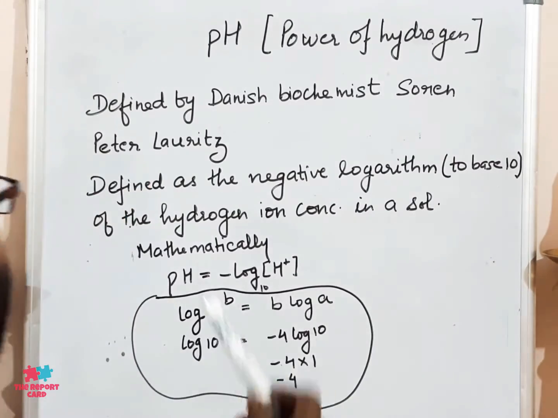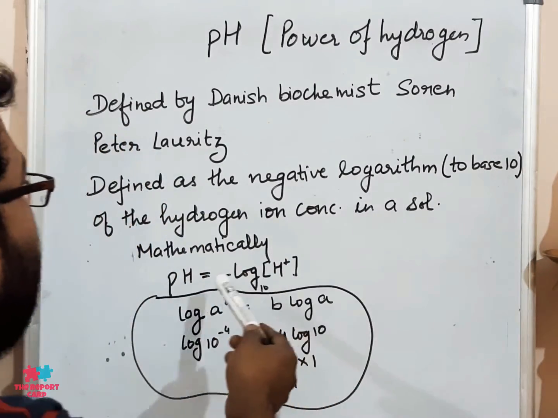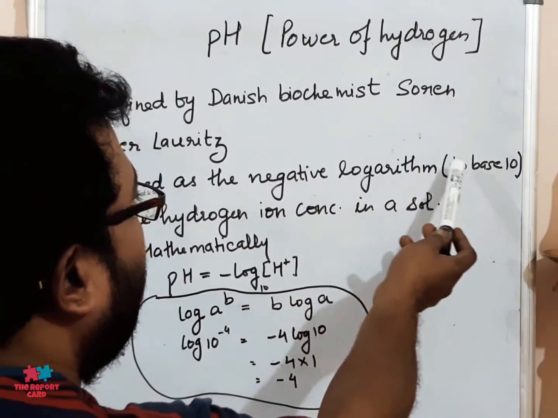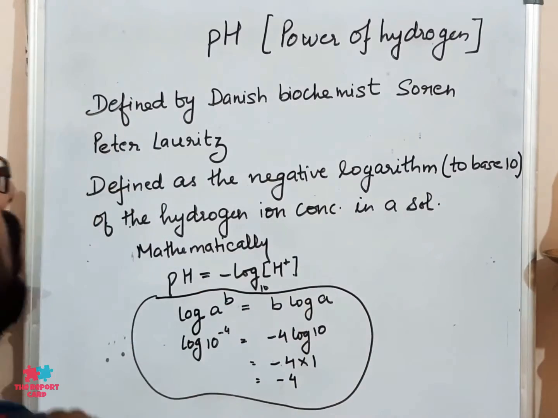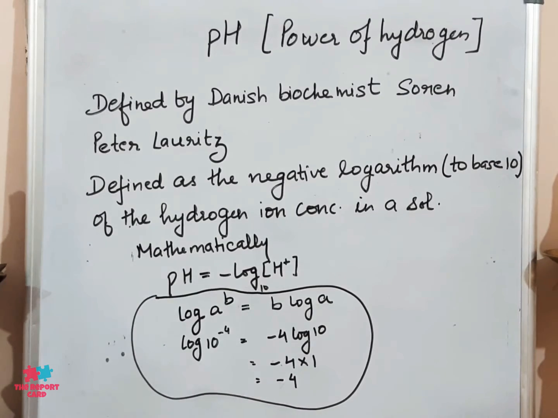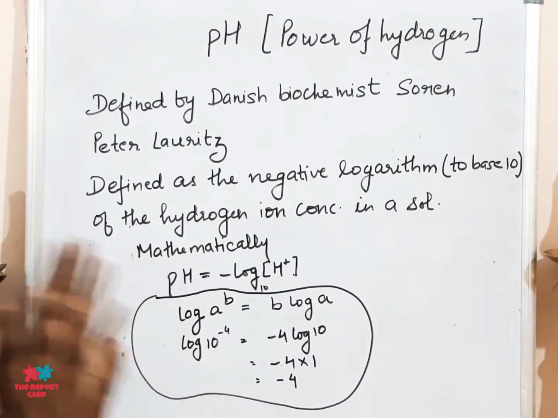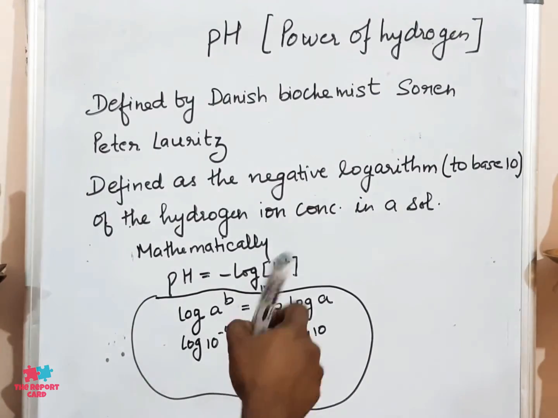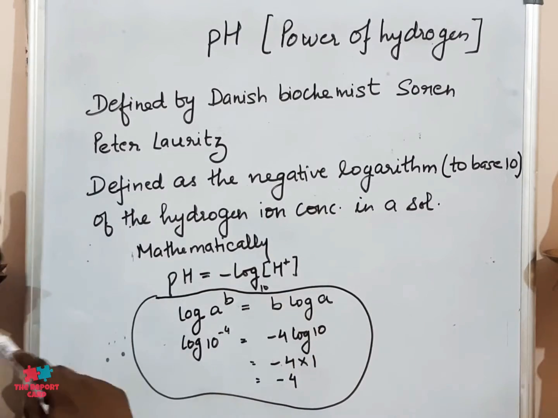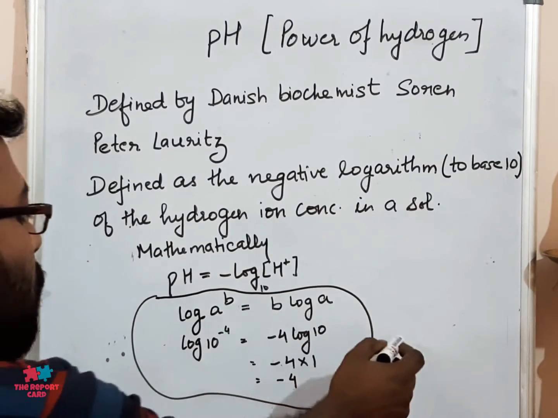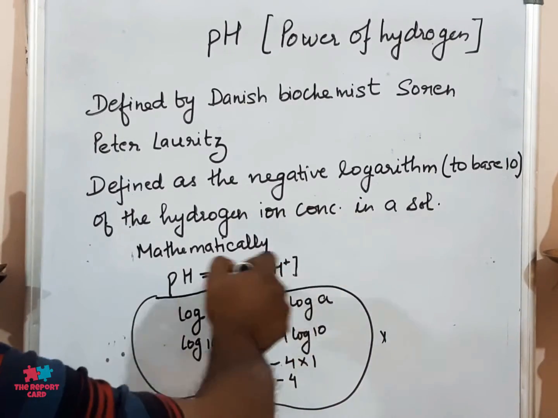Now mathematically, pH is defined as the negative logarithm to base 10 of the hydrogen ion concentration in a solution. Whatever the hydrogen ion concentration is, the negative logarithm of that concentration is termed as pH. We can write pH is equal to minus log base 10 hydrogen ion concentration.